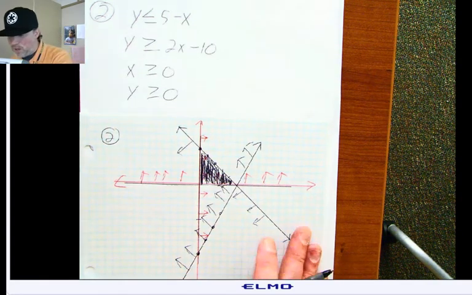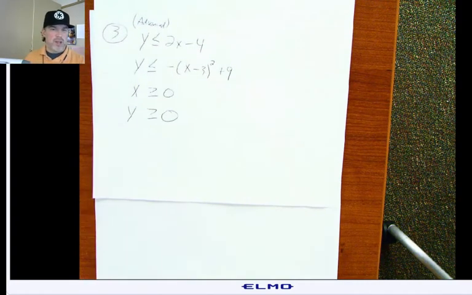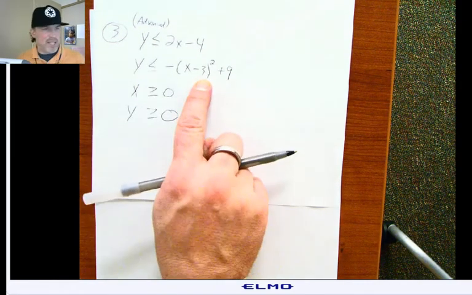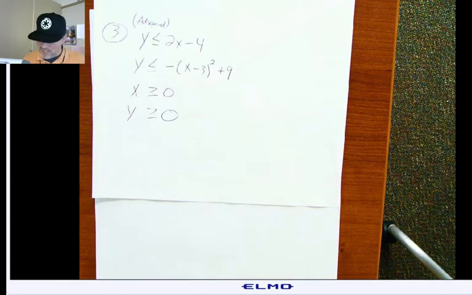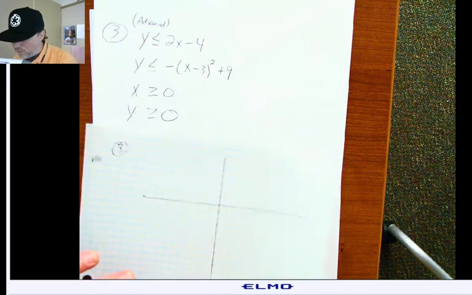Interesting. All right, one more example for you. Example number 3. And this one's actually kind of an advanced problem. I consider it an advanced problem because it has this parabola in there. Negative parentheses x minus 3 quantity squared plus 9. All right, let's get to graphing this.